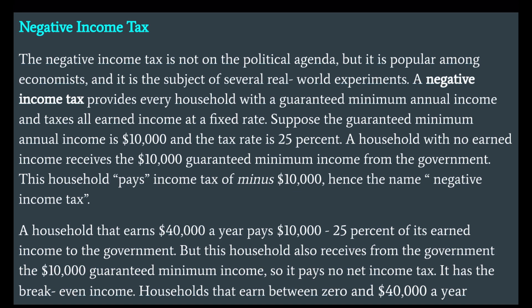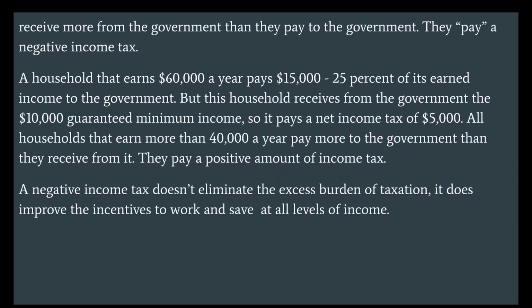A household that earns $40,000 a year pays $10,000, 25% of its earned income, to the government. But this household also receives from the government the $10,000 guaranteed minimum income, so it pays no net income tax. It has a break-even income. Households that earn between $0 and $40,000 a year receive more from the government than they pay to the government. They pay negative income tax.